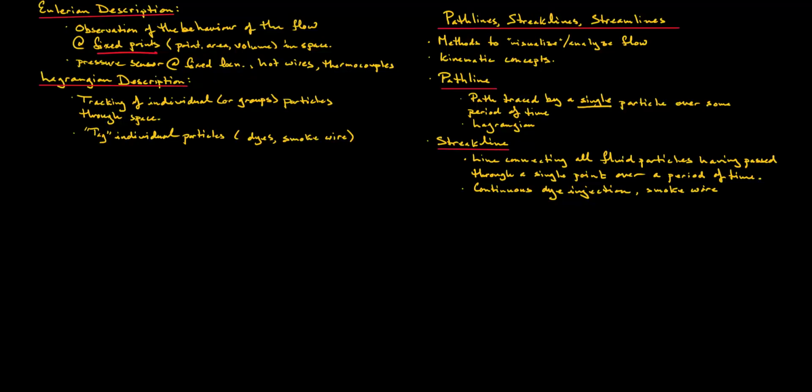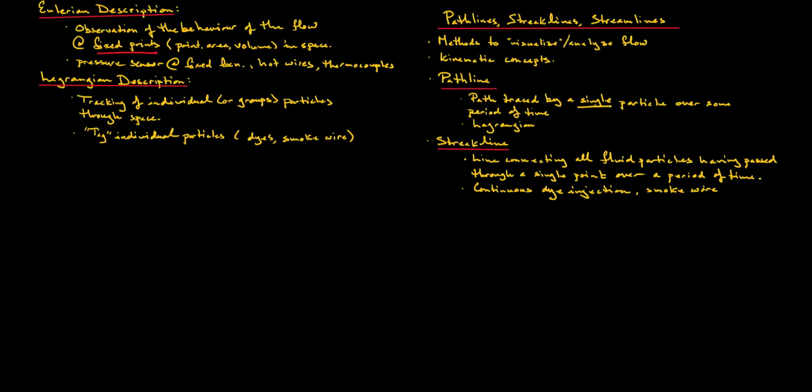Okay, so let's dive into these Eulerian and Lagrangian concepts a bit more. We're going to discuss here pathlines, streaklines, and streamlines. These are methods to visualize and analyze the flow. And these are kinematic concepts. So if you recall from your study of dynamics, kinematics is a geometric description of the flow. It seeks to describe the motion of whatever body you are analyzing, a particle, a rigid body, without regard to the forces that have caused this motion. Okay, so these pathlines, streaklines, and streamlines are kinematic concepts. They are descriptive of the motion of the flow.